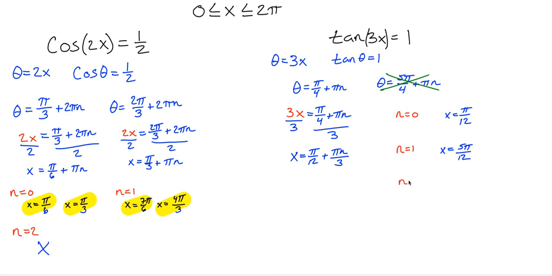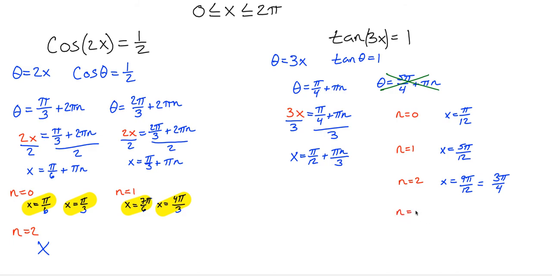So let's say that n is equal to 2. Well, n is equal to 2. That means that x is going to have to equal pi over 12 plus 2 pi over 3. Well, pi over 12 plus 2 pi over 3, that's going to give us 9 pi over 12. Okay, and then again, that's just pi over 12 plus 2 pi over 3. And 9 pi over 12, remember, can be reduced to 3 pi over 4. Okay. Well, again, 3 pi over 4, still less than 2 pi, so we're going to keep going.